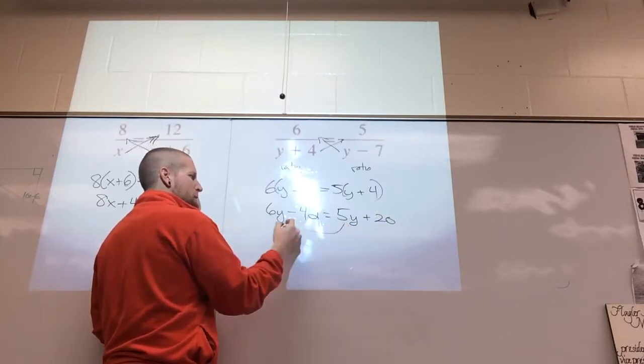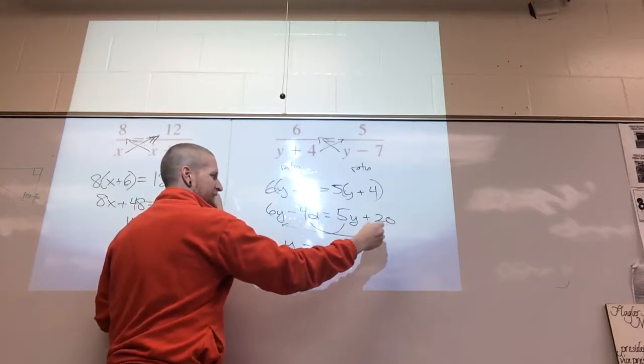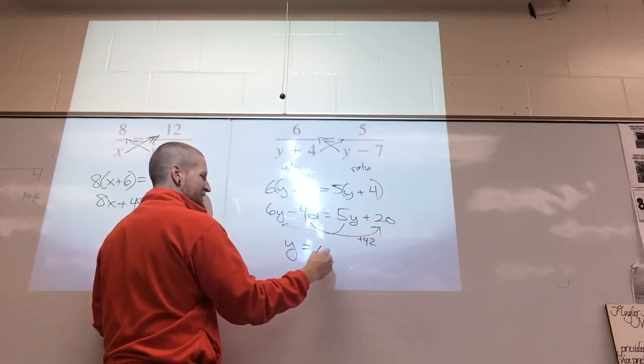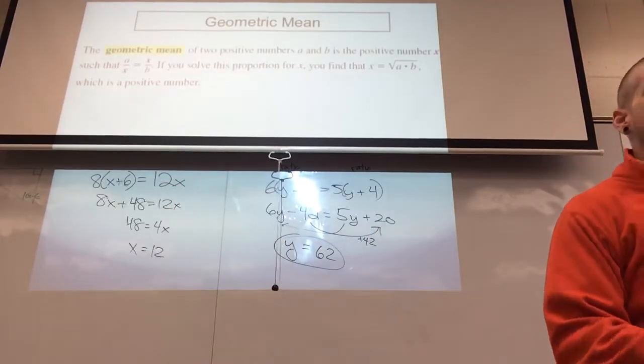What's 5? So I'm going to subtract that with 6 minus 5. It's 1. 82 or 62. 62. One or the other. Geometric mean.